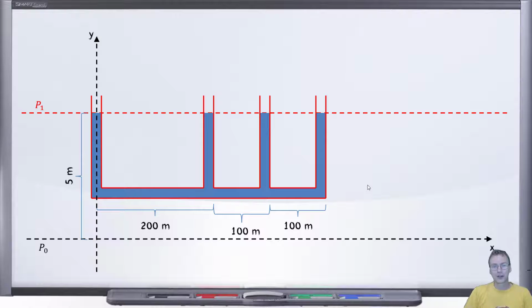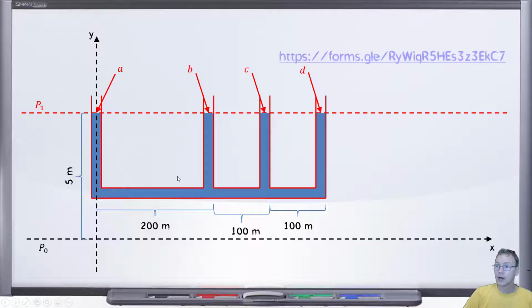For this first set of questions, we will focus only on the red water level. The water level lies along plane P1, and I have labeled 4 locations: A, B, C, and D. And all I want is for you to give me the position, the location of those 4 points. That's all I'm asking for in this first video.